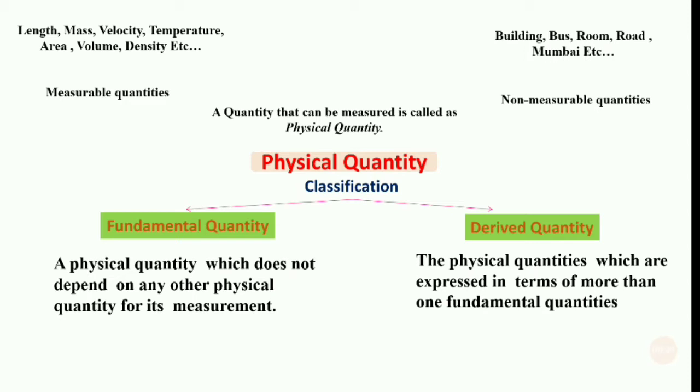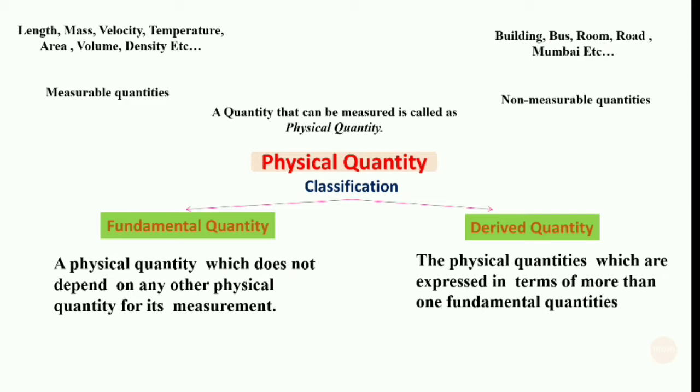My question is, what are measurable quantities? If I go for measurable quantities: length, mass, velocity, temperature, area, volume, density, etc. are the measurable quantities. If I go for non-measurable quantities, I will go for buildings, buses, rooms, road, one of the big cities. These are called non-measurable quantities.